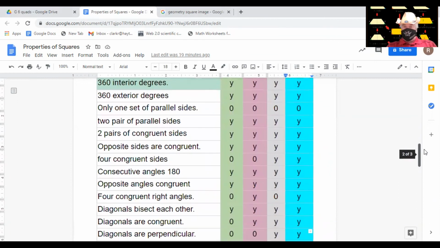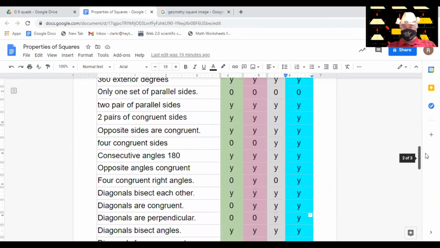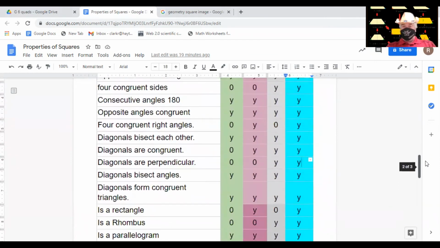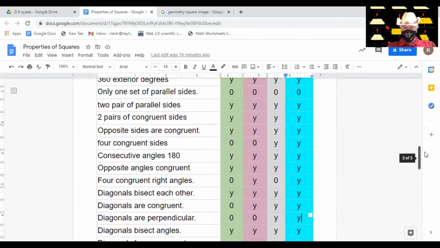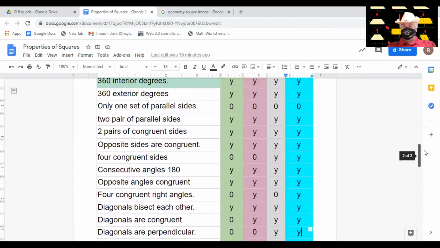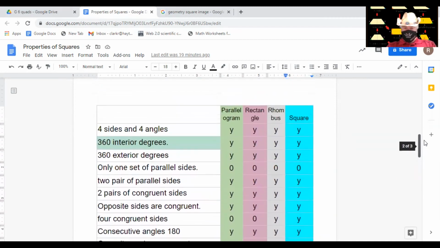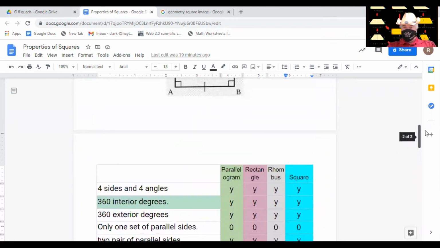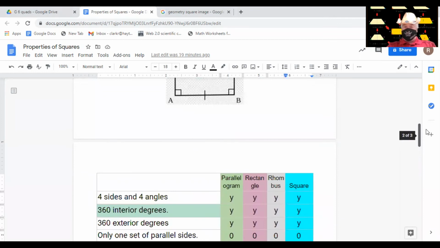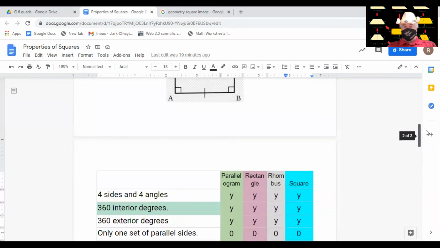In the rectangle column, you should have 1, 2, 3, 4 zeros. A rectangle is not a rhombus. A rectangle does not have diagonals that are perpendicular. A rectangle does not have 4 congruent sides. And of course, a rectangle is not a trapezoid, so it does not have only one set of parallel sides.